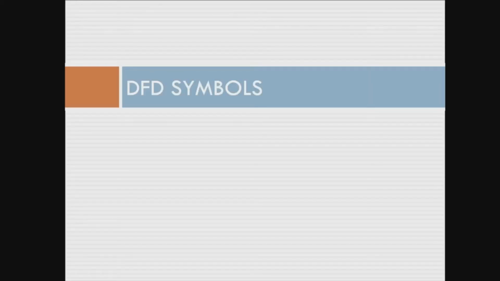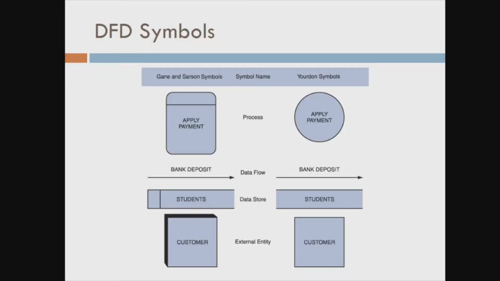Okay. Before we are able to draw the DFD, we need to know the symbols that we can use to represent process, data flow, data store, and external entity. So let's look at the symbols of the DFD. Okay, in this slide, we show two versions. The first is the Gane and Sarson symbols, another is the Yourdon symbols. Usually we will use the Gane and Sarson symbol, the left side compared to the right side.